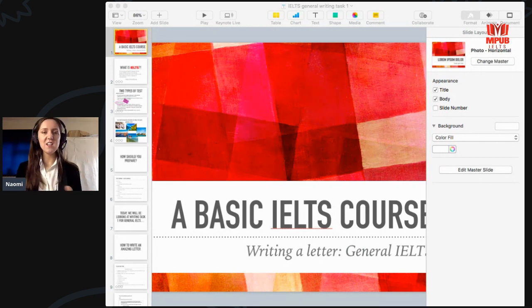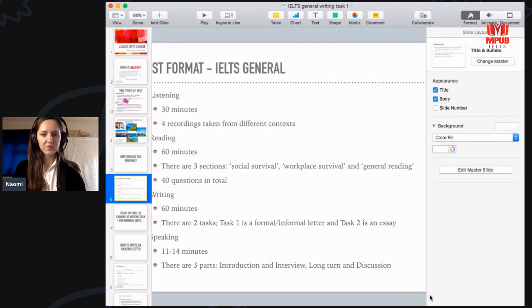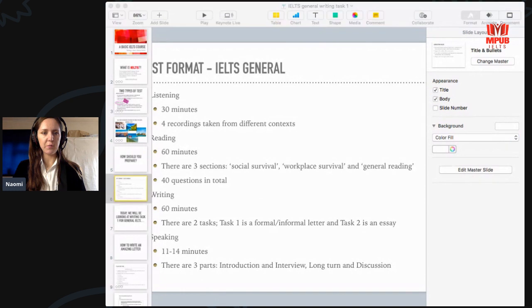Then at the end, this is the bit that everyone gets worried about, but you don't need to worry. Just go in prepared, do lots of preparation, and you'll be absolutely fine. 11 to 14 minutes, 3 parts. You have an introduction, then an interview, and a long turn, so you do a kind of monologue, and then a discussion.